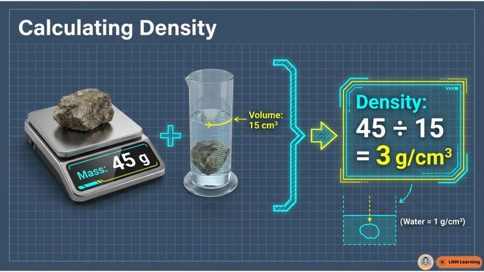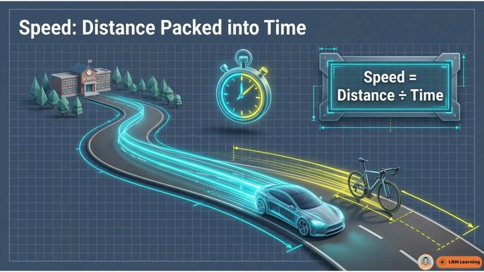Water, by the way, is 1 gram per cubic centimeter. So in this case, the rock is 3 times denser than water. What does it mean? It means that the rock sinks.